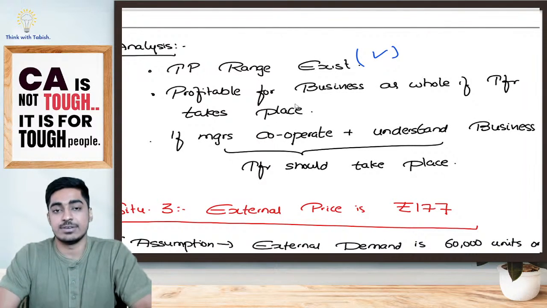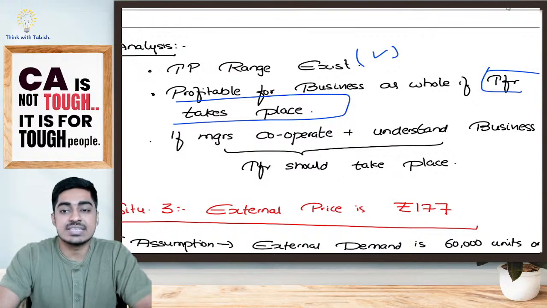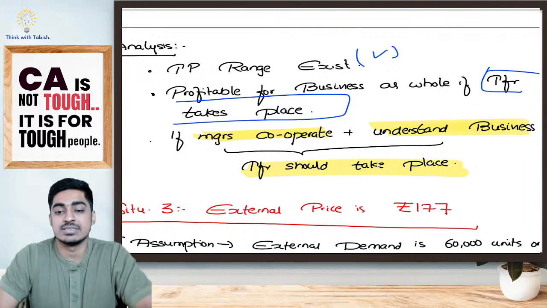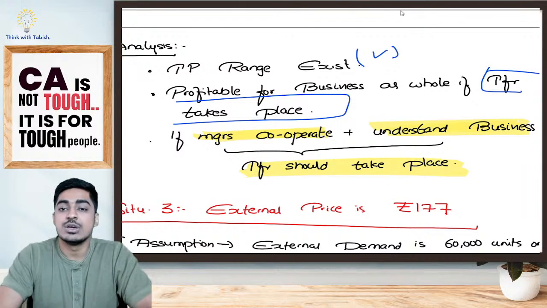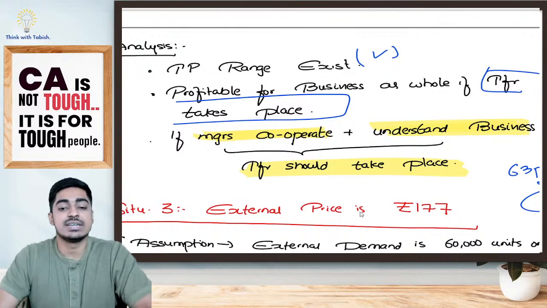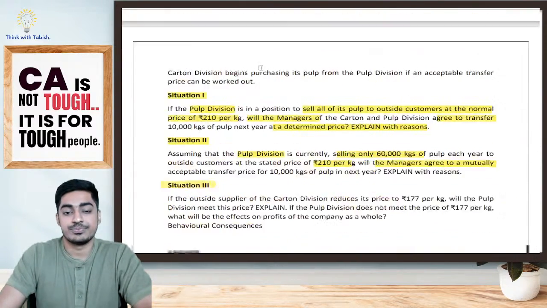So ideally, from the perspective of business, transfer should happen. Okay, so we are telling if managers are cooperative and they understand the business, transfer should take place. And if transfer takes place, what is the benefit we'll be getting? It is 62 rupees per unit into 10,000 kg. 6.3 lakh will be the benefit we will get. Is it clear, students? We have the third case now.